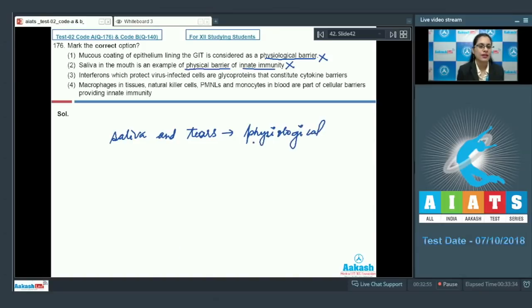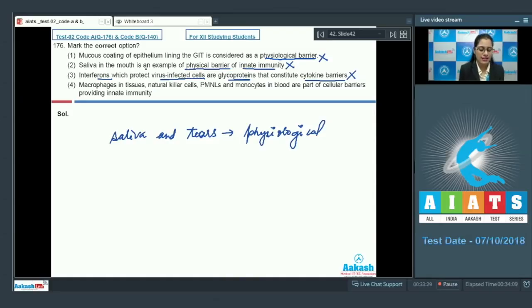The third option given is interferons, which protect virus infected cells, are glycoproteins that constitute cytokine barriers, and this is also an incorrect option because these interferons protect non-infected cells from the infected viral cells. So they will not protect virus infected cells but will act as cytokine barriers for non-infected cells. So option number 3 is also incorrect.